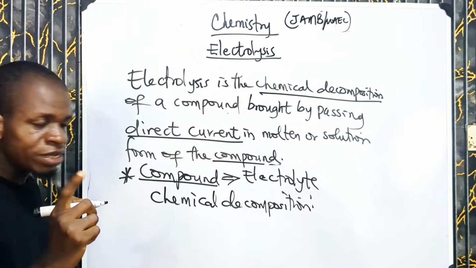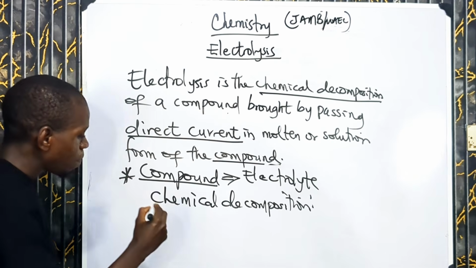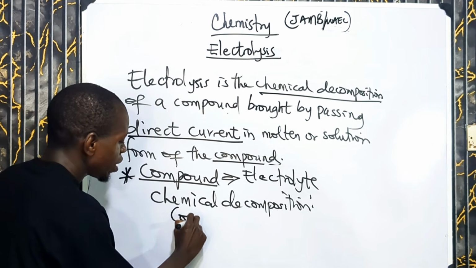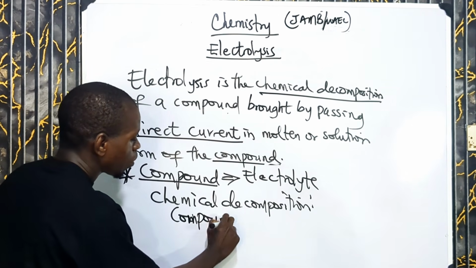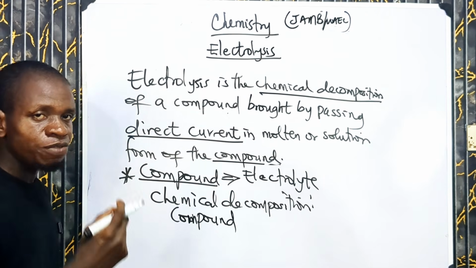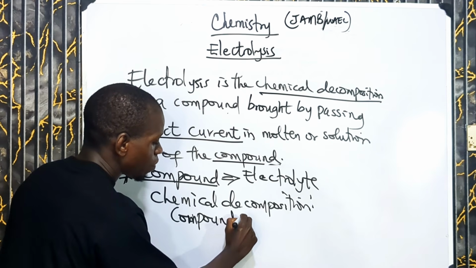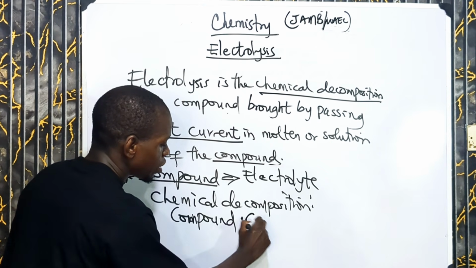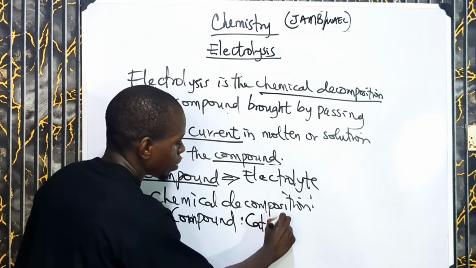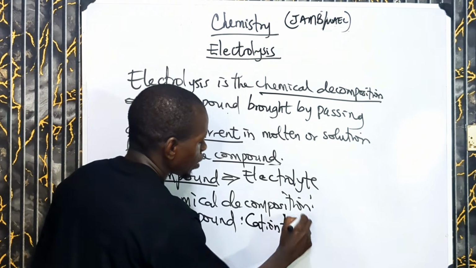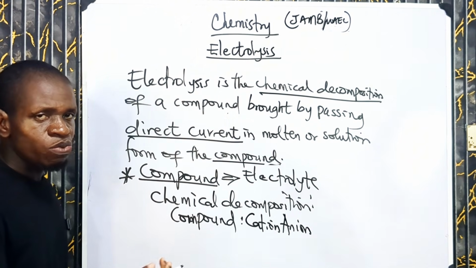And you must remember that the word compound contains two things. Whenever you hear the word compound, it always consists of two things. And what are the two things that a compound consists of? A compound consists of what we call a cation, and what we call what now? An anion. Please, these are just words.